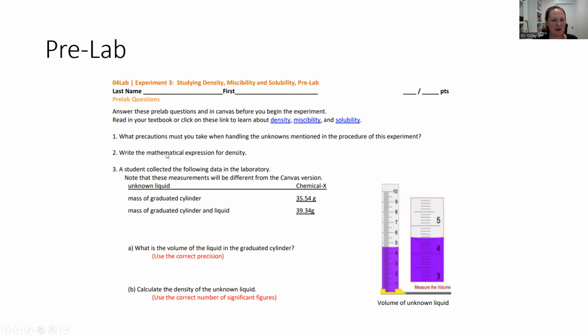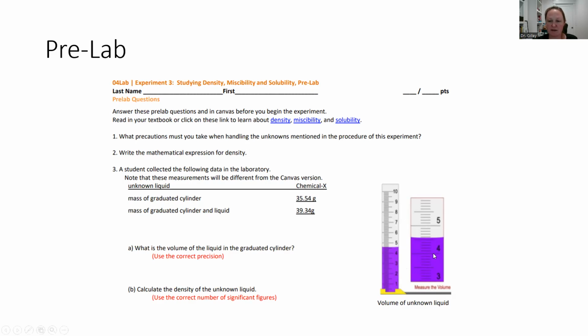So it says a student has collected the following data. They have the mass of their graduated cylinder while empty, the mass of their graduated cylinder and some liquid. So we're going to take the difference between those, and that's the mass of the liquid. And then we're going to divide by the volume of the liquid. So it wants you to look here and carefully measure the volume to the correct number of significant figures.